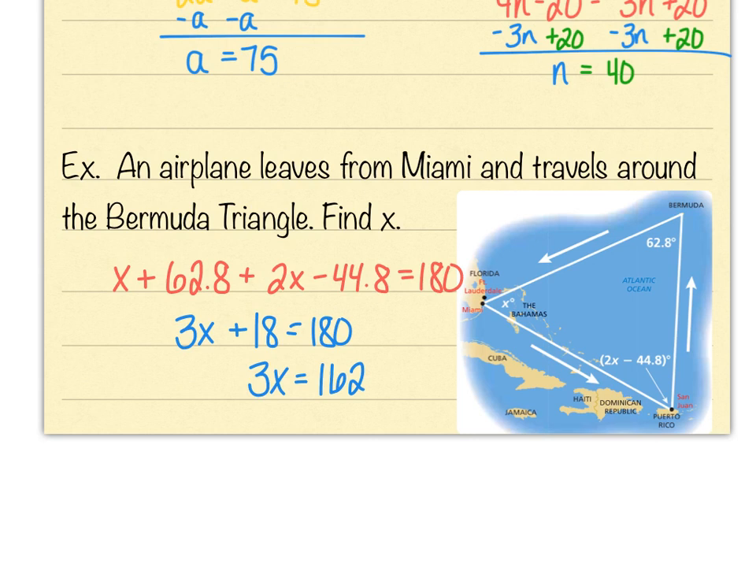And then we're going to divide that by 3. And that's going to give us 54. And so we have just found x. x is 54.